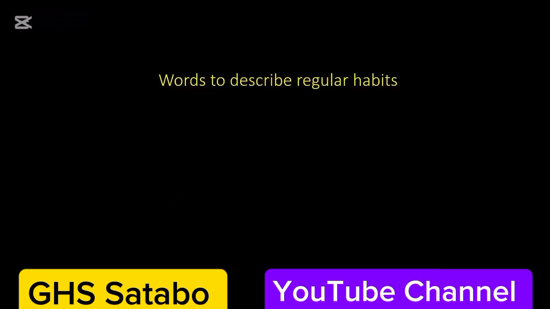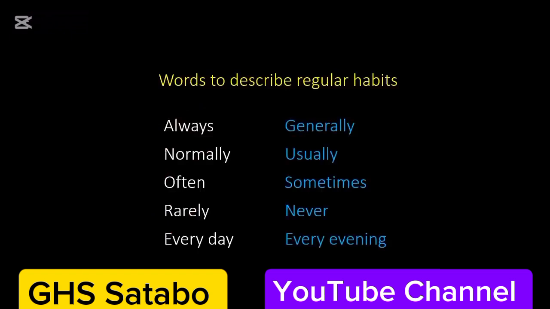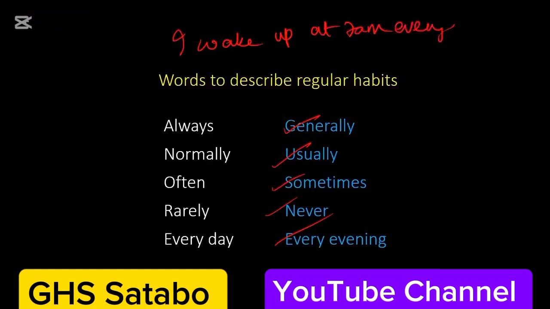Moving on, there are certain words that you will always identify as the regular habits. For example, we may use words like always, normally, often, rarely, every day. Or we can use generally, usually, sometimes, never, every evening. So if you remember the previous slides, we talked about I wake up at 7 o'clock every day. In here, you can see this word is an identification that we are describing a regular habit.